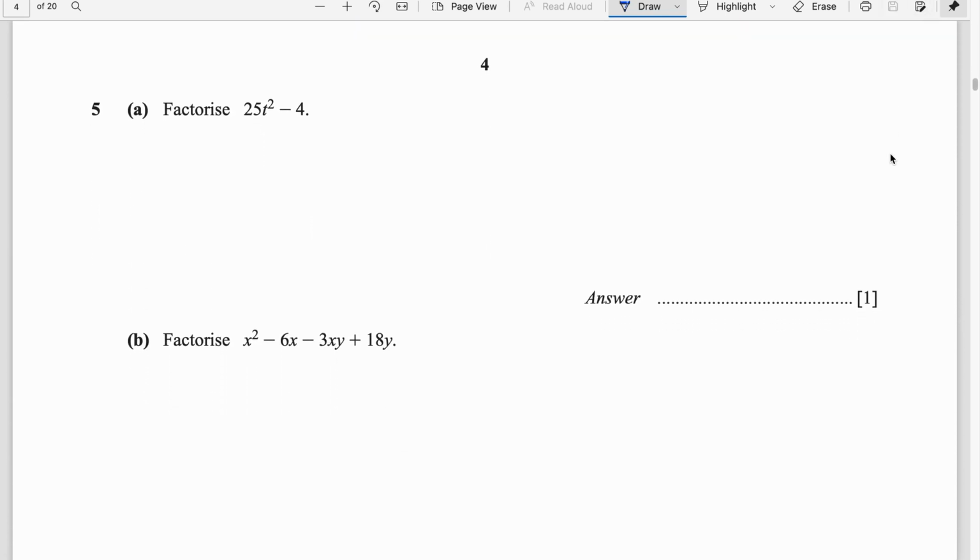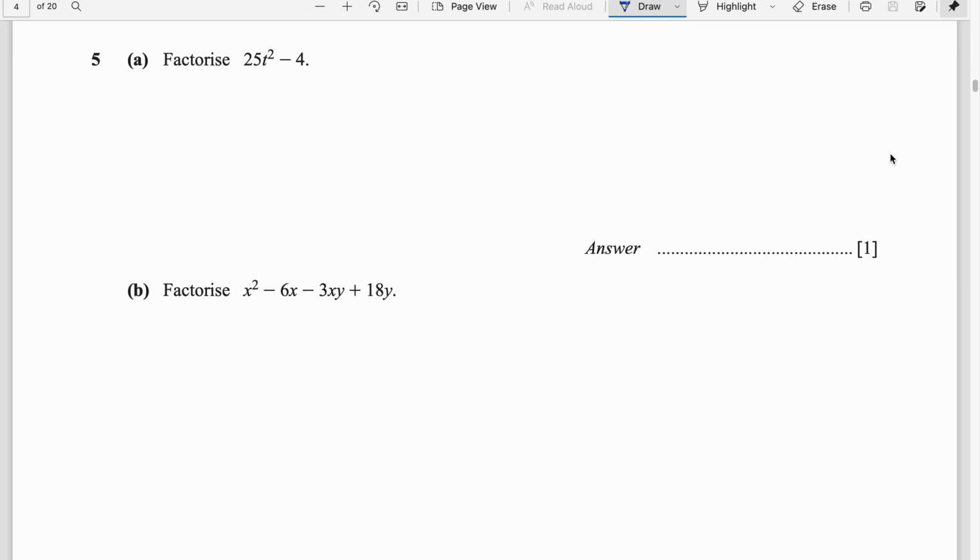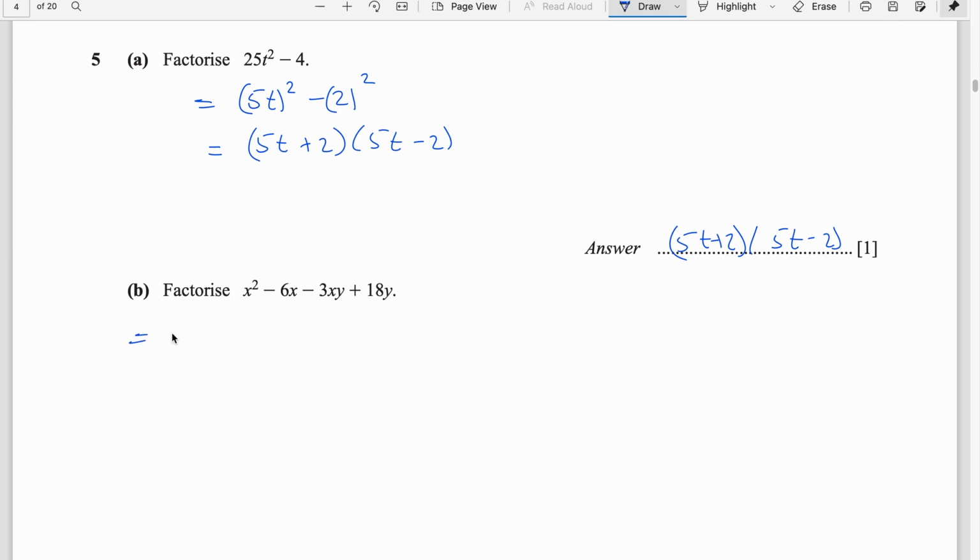Question number 5. Factorize. 5t whole square minus 2 whole square. So a square minus b square is a plus b into a minus b. Factorize again, take out x as common, x minus 6 minus 3y common, x minus 6, x minus 3y into x minus 6.